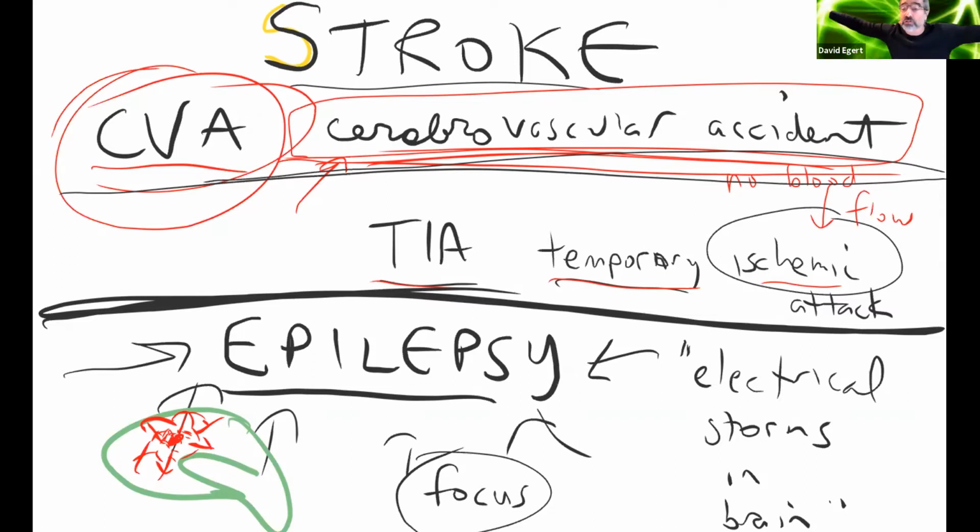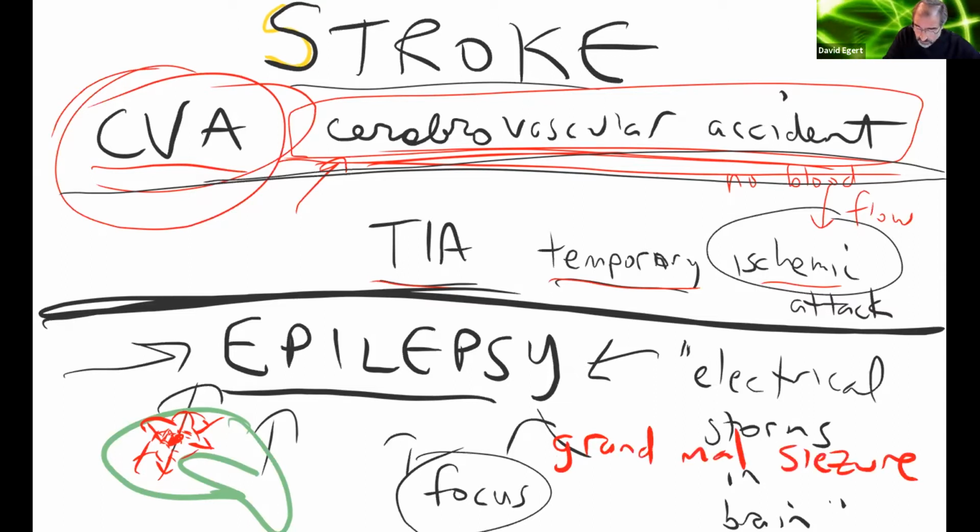If that electrical storm ends up covering the entire brain, you can get what's called a grand mal seizure. I just misspelled seizure there. A grand mal seizure is if that electrical storm covers everything, and that's the classic thing, this person just convulsing on the floor or whatever. But they don't have to be like that.